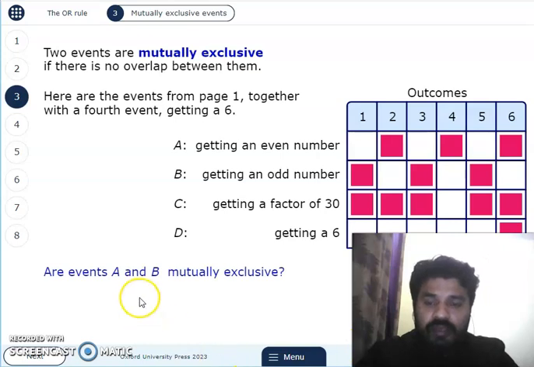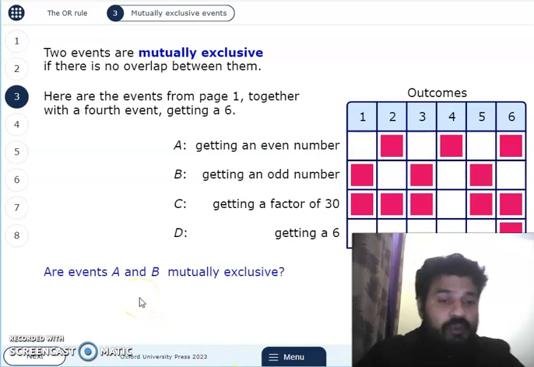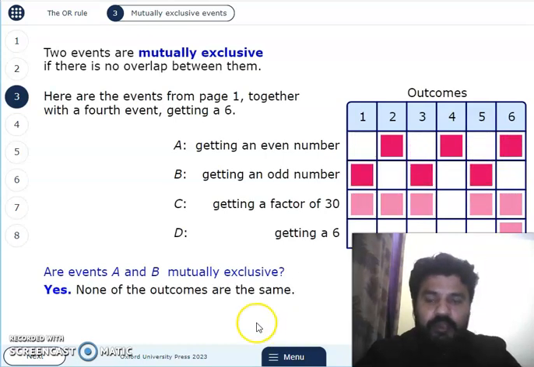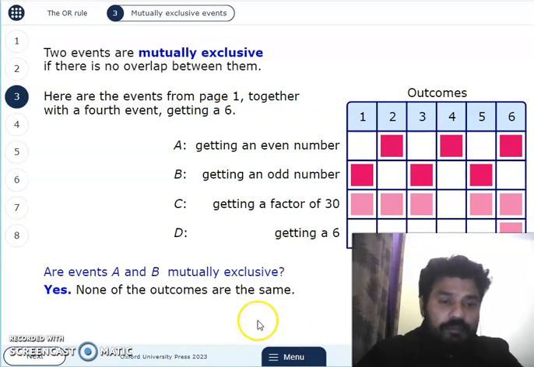So are events A and B mutually exclusive or not? A and B. Now I will check whether they are overlapping each other or not. So this is A and this is B, no overlap. Here also no overlap, no overlap, no overlap, and here as well no overlap. So none of the outcomes are same.